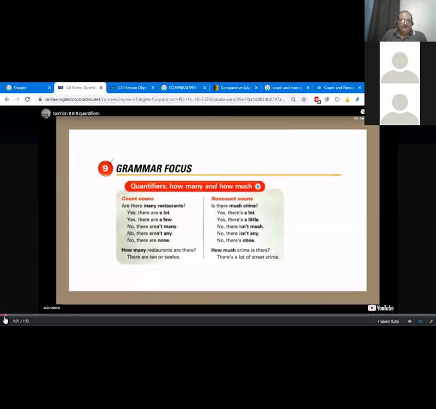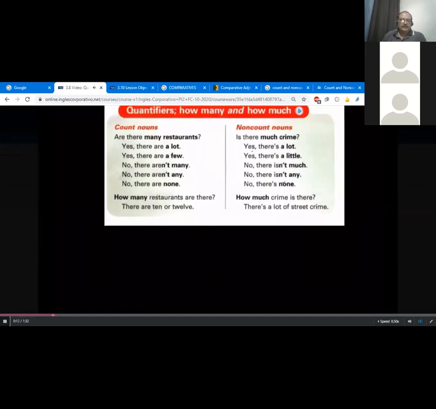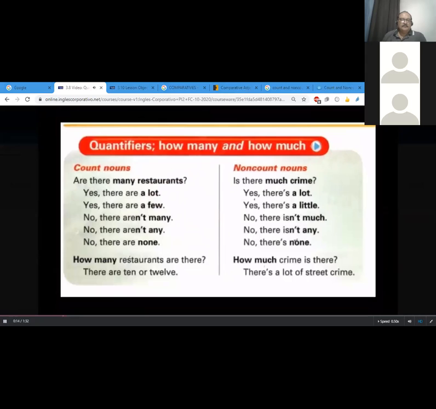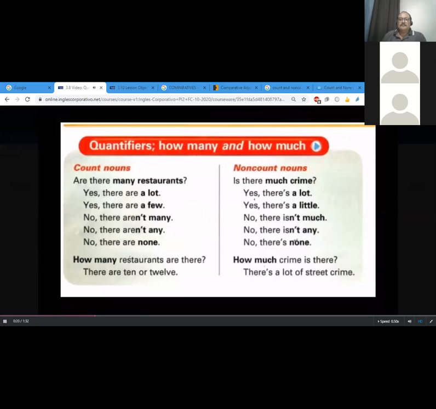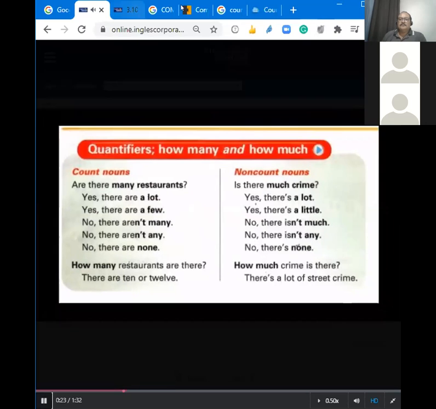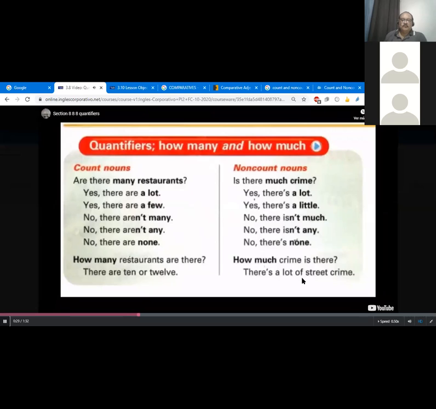In this session, we will take a look at quantifiers to ask questions and give out answers. Get ready to listen and take notes if you need to. Quantifiers. How many and how much? Count nouns. Are there many restaurants? Yes, there are a lot. Yes, there are a few. No, there aren't many. No, there aren't any. No, there are none. How many restaurants are there? There are 10 or 12.